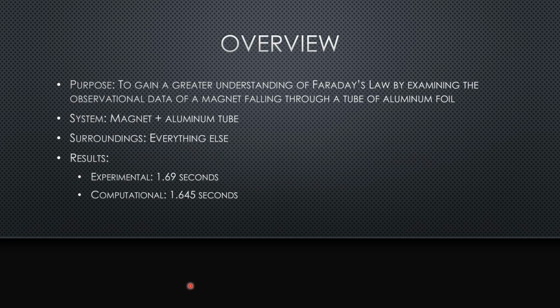A quick overview of this lab: the purpose was to gain a greater understanding of Faraday's law by examining the observational data of a magnet falling through a tube of aluminum foil. The system in this case would be the magnet and the aluminum tube, and the surroundings would be everything else. The results found were that in the experiment, it took 1.69 seconds for the magnet to fall down the tube, and in the computational model, it took 1.645 seconds.